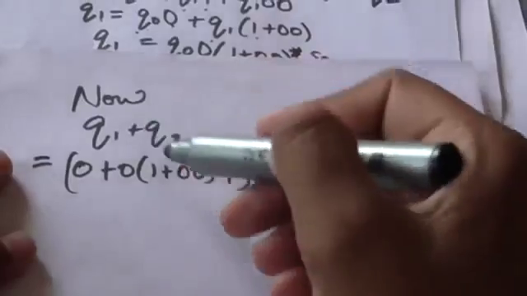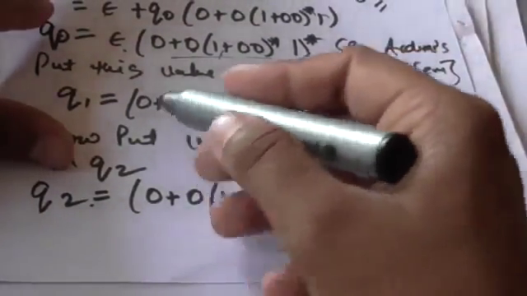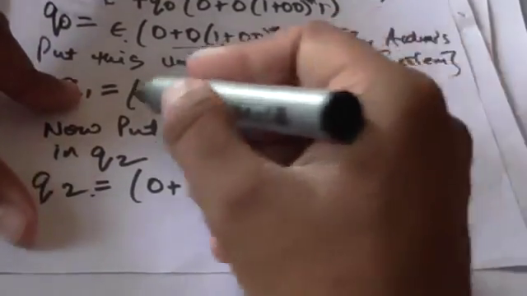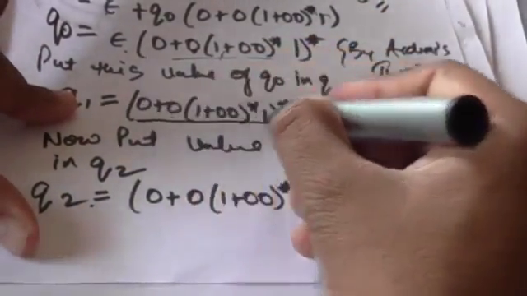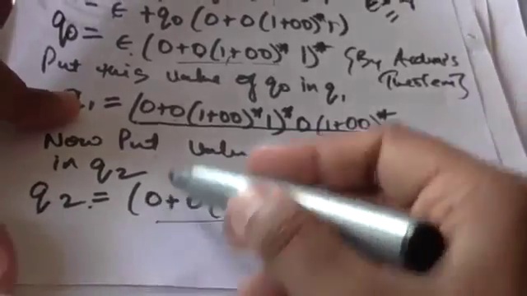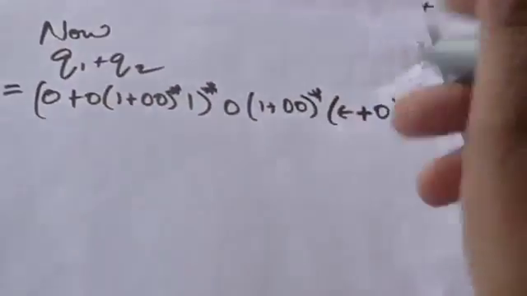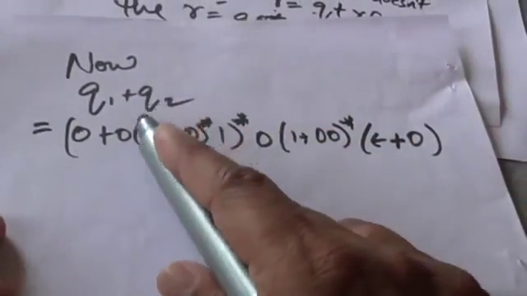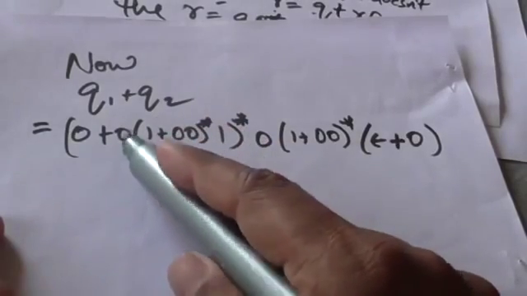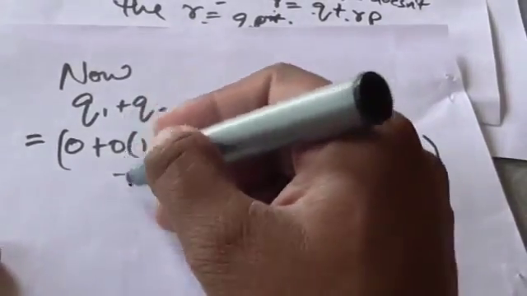Now see, we have to find Q1 plus Q2. When we find Q1 plus Q2, this portion is common in both regular expressions. So when we take this common, what will we get inside the bracket? Empty plus 0. So Q1 plus Q2 will be equal to this regular expression, and this is the required regular expression for the given finite automata. Thank you very much.